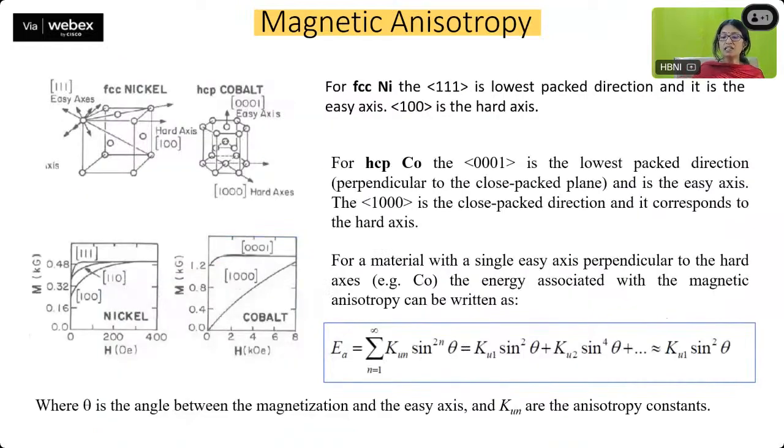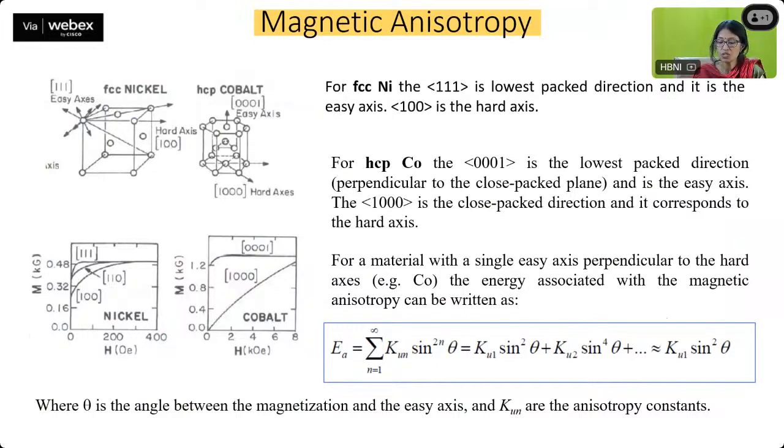So for FCC nickel, you will find that 111 is the closest-packed direction and that becomes the easy axis, whereas 100 is the hard axis. Whereas for the hexagonal close-packed lattice of cobalt, you will find that 0001 is the closest-packed direction, and so that becomes the easy axis. So this is how, with magnetic anisotropy, a different amount of external field is required to get the saturation magnetization. And so you have this magnetic anisotropy.